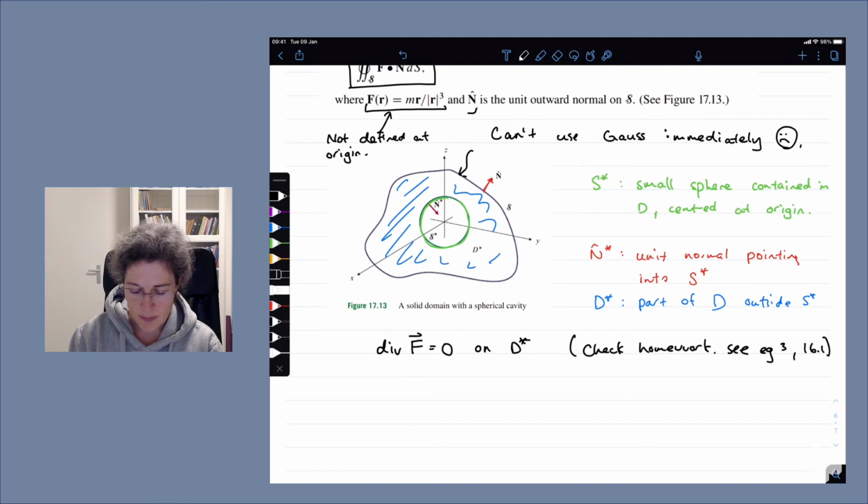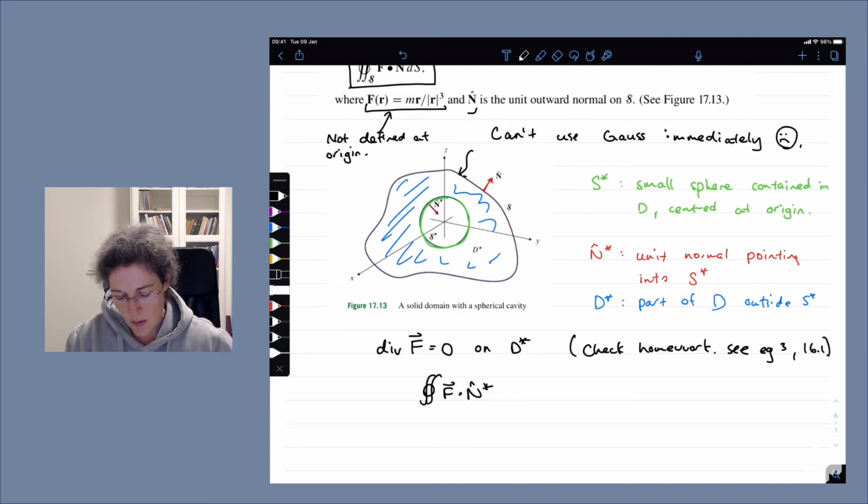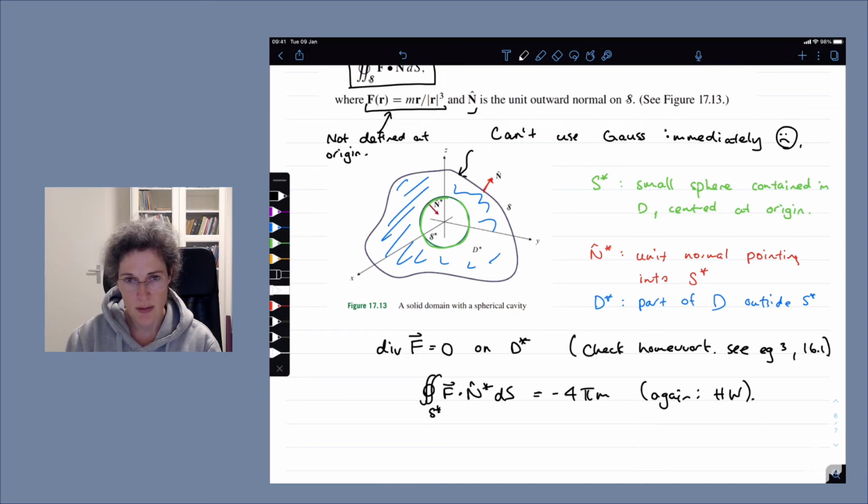What else do we know? Well, if we think about the flux going into our little ball, and we look at the surface integral on our little ball, then we can also show that that is equal to minus 4 pi m. Again, check that for homework. It's pretty straightforward.